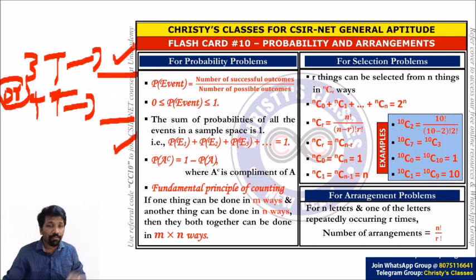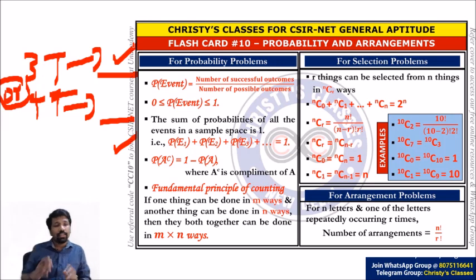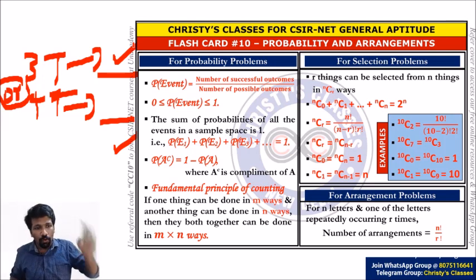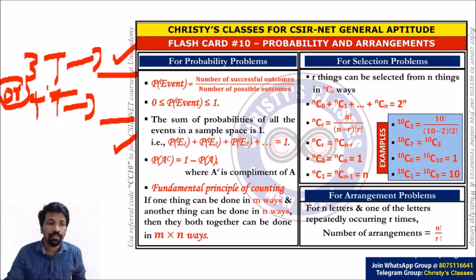How to find it faster and which questions come, that we will discuss in detail. Anyway, at least three tails means, in four tosses, three or more than three. More than three means a maximum of four only is possible. So there you have to add up.